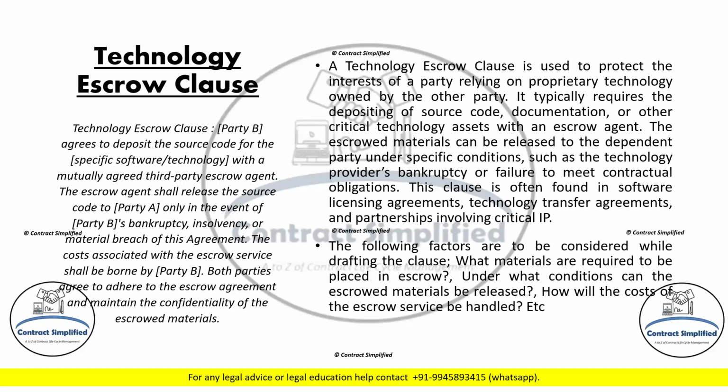The following factors are to be considered while drafting the clause. What materials are required to be placed in escrow? Under what conditions can the escrowed materials be released? How will the cost of the escrow services be handled, etc.?